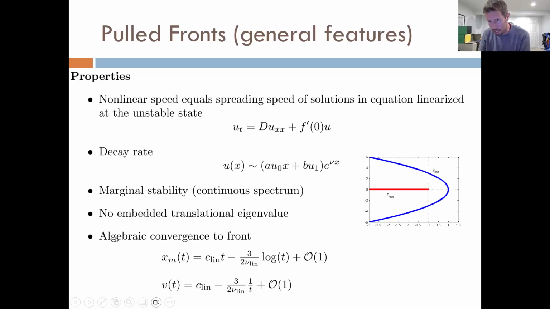And then there's a couple other technical things that won't be super relevant to what we're talking about today, but there's not an embedded translational eigenvalue. And then there's some convergence results in terms of how quickly you expect your solution to converge to these front profiles. Okay, but again, the main idea is that for pulled fronts, the nonlinear spreading speed is the same as the linear spreading speed, and they're marginally stable with continuous spectrum touching the imaginary axis. Okay.